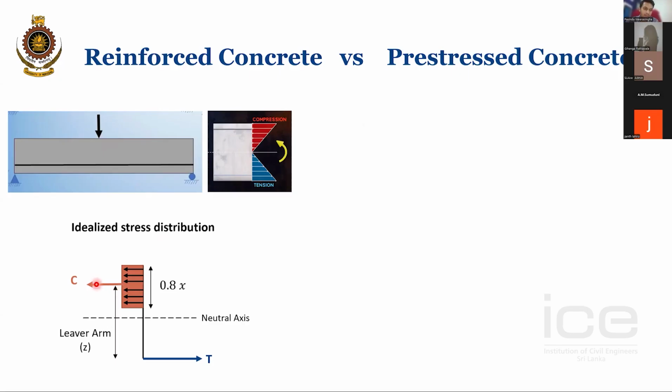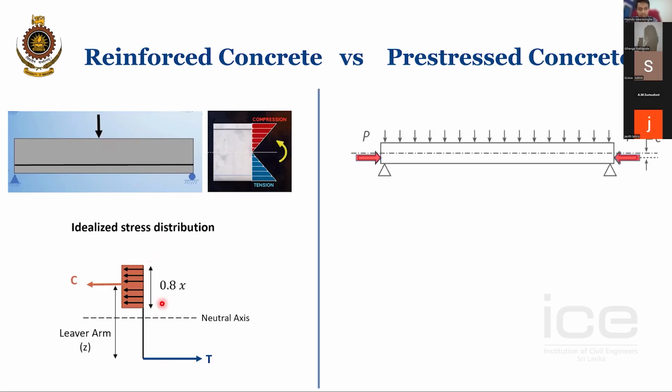One part is in compression, carried by concrete. The other part that is in tension is carried by the reinforcement. So the cross section is in both compression and tension.